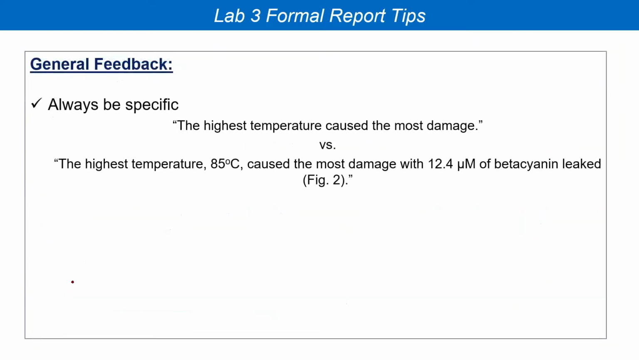Couple other general pieces of advice, and I think I've given this kind of advice before. Make sure you're specific and thorough, okay? You can see the examples there, right? The first sentence is vague, it's not specific. The second sentence is very specific. So make sure when you discuss the data, you're discussing the data. Tell me the numbers, refer to them, talk about them.